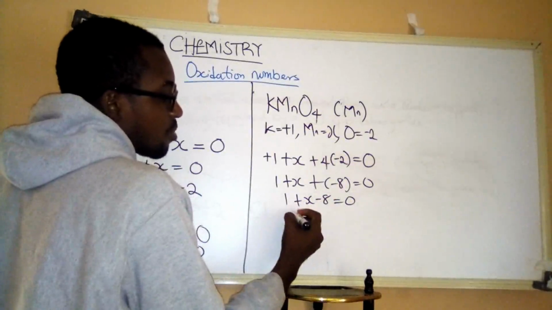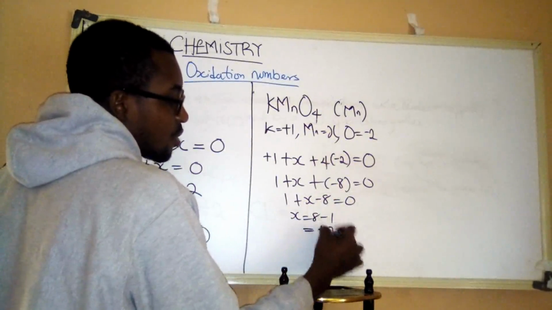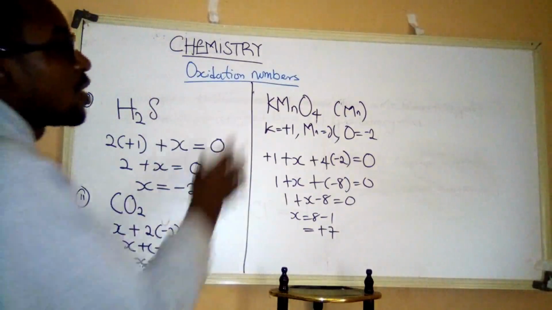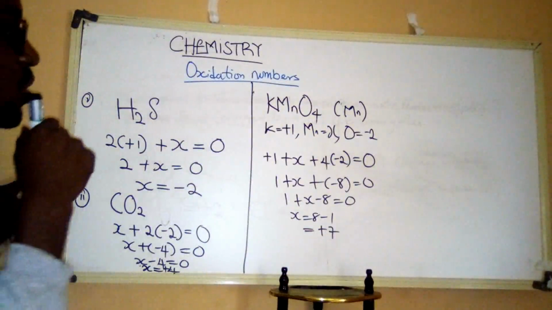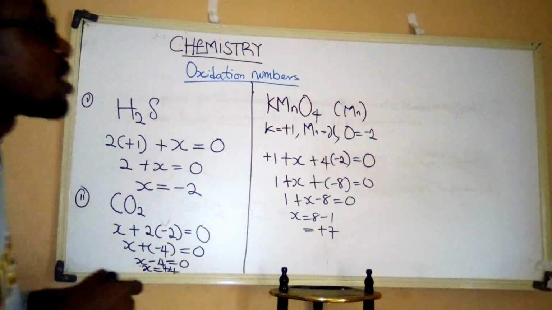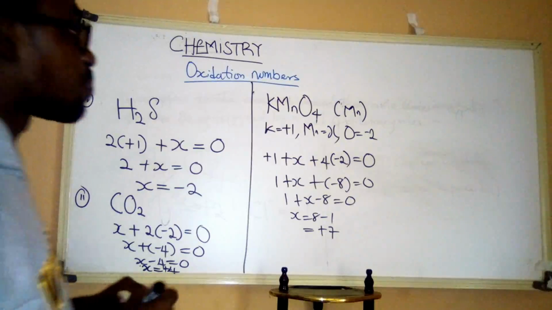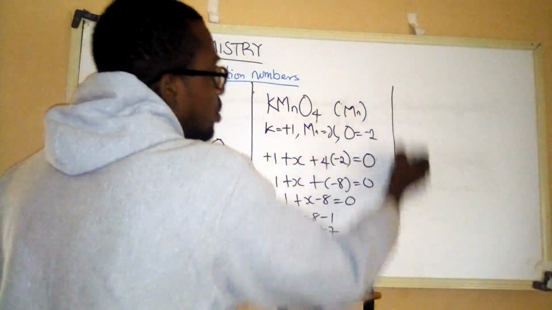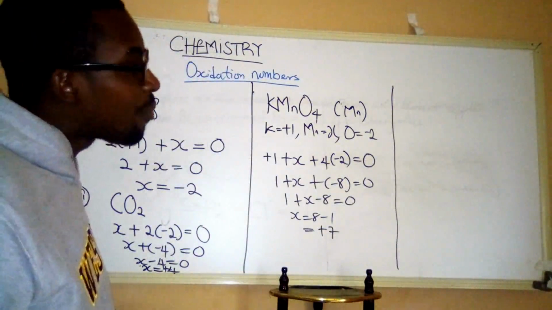And then this becomes X equals 8 minus 1, and it gives us +7. And actually, the oxidation number of manganese in this case is +7. And that's why it's called potassium tetraoxomanganate 7. Now let's look at the last example of a complex compound.